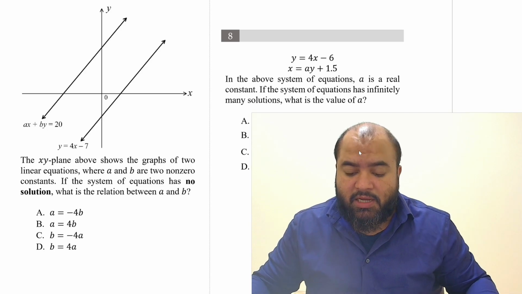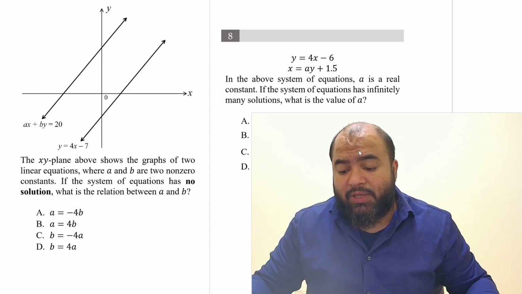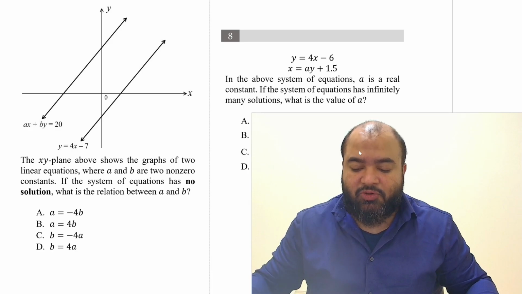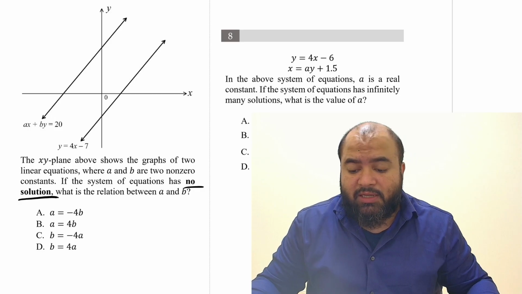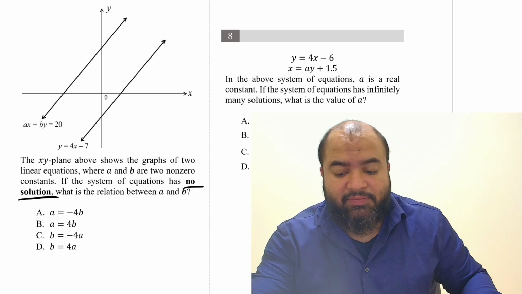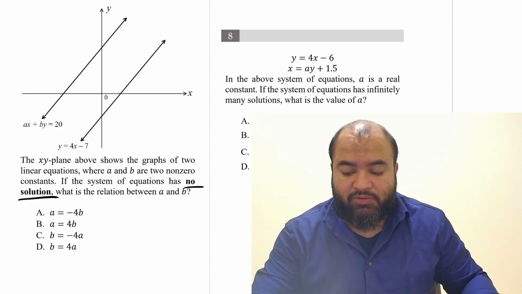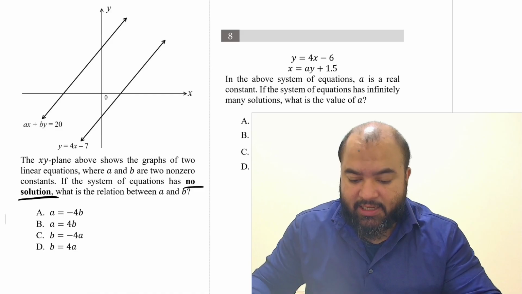Question 6. The xy plane above shows the graphs of two linear equations. This time we have a graph. Now where a, b are two non-zero constants. If the system of equations has no solution, this is again, we're learning no solution. So what is the relation between a and b? We can see it doesn't have any solution because they both are parallel. They will never intersect. So we have to find out what is the relation between a and b, meaning a is equal to what? We can use our no solution technique here.